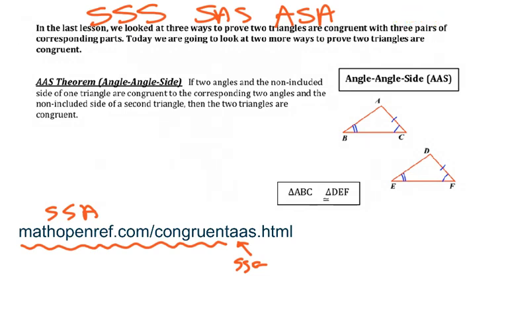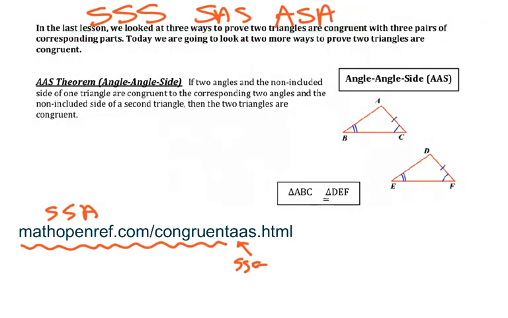Now, sometimes when you have two triangles and they have two sides and then an angle, they're going to be congruent, but sometimes they're not. And that's why it's not a congruence test, because you can't have a congruence test that sometimes works and sometimes doesn't. These congruence tests always work.